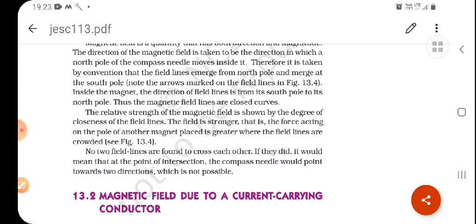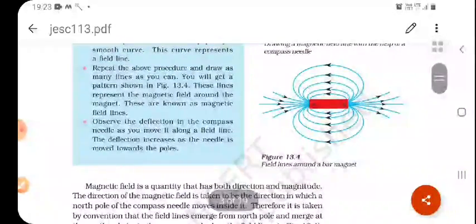This is not possible. You can see here they never intersect each other. These field lines are crowded field lines, which represent a strong field. The denser the field lines, the more the strength of this magnetic field.